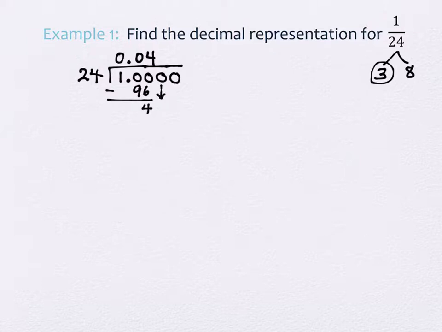And then, just like with terminating decimals, we bring down the next 0, and I've got the number 40. So how many times will 24 go into 40? Just once, right? So the 1 goes above that 0 that I just pulled down, and I would subtract off that 24, which would give me what? 16. And I'd bring down my next 0. How many times will 24 go into 160?